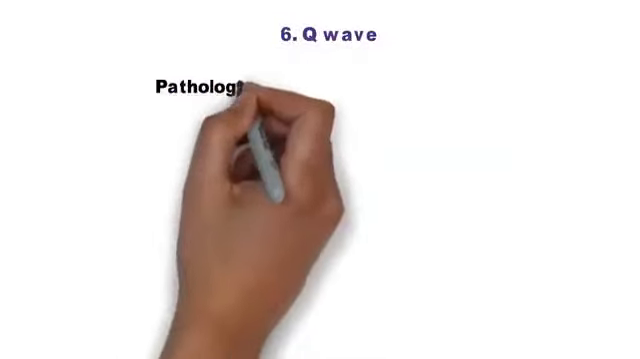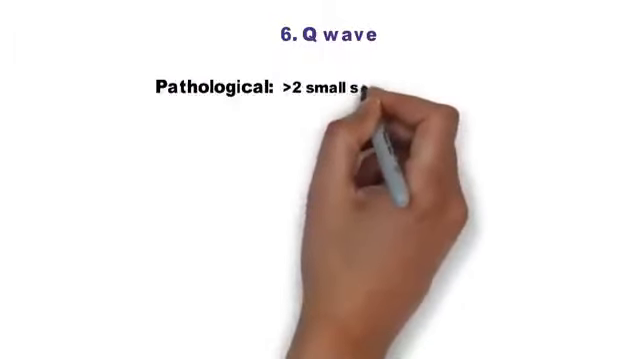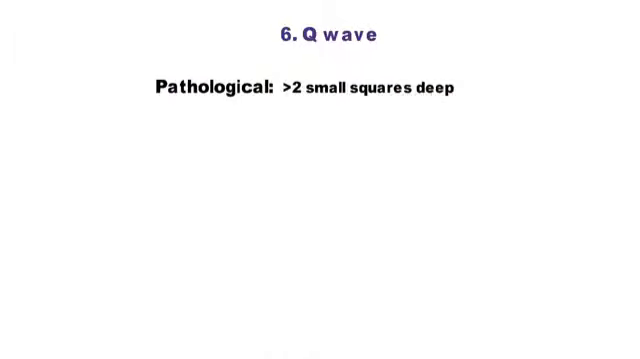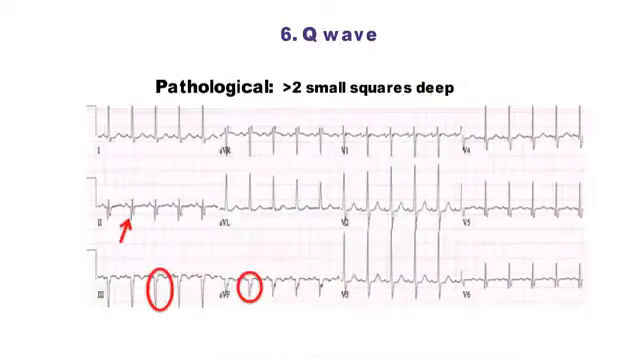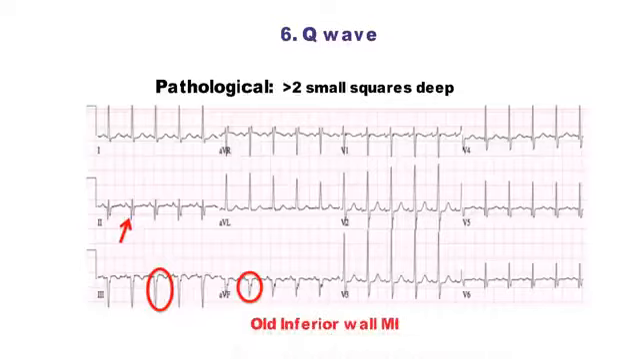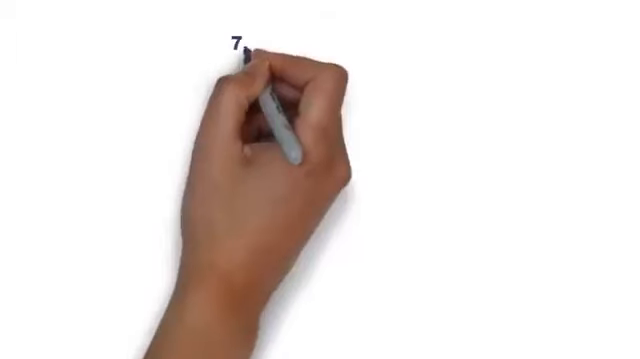Step 6, it is Q wave. It is called pathological if more than 2 small squares deep and usually indicates current or past MI. As you can see, deep Q waves in inferior leads 2, 3 and AVF. So this is ECG of old inferior wall MI.